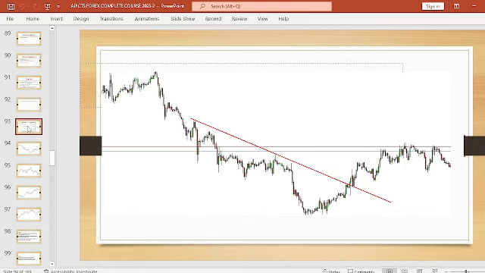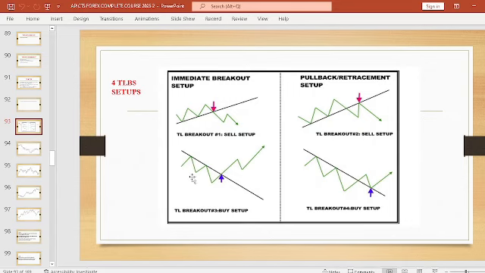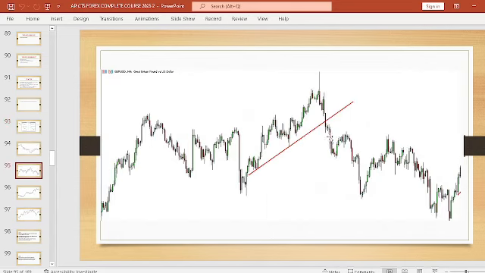And which example is that one? In the upward direction. This is example 3, breakout and retest in the upward direction. Look at another example here. This one is immediate breakout to the sell direction.